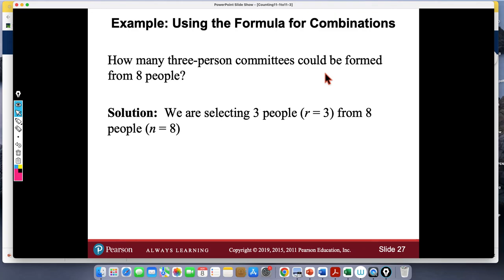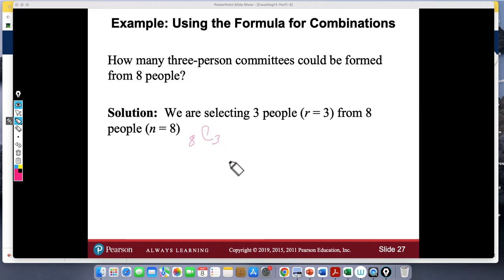How many 3-person committees could be formed from 8 people? So we're selecting 3 people from 8. What we do is we use C instead of P. We have 8, and we're going to choose 3 from there.